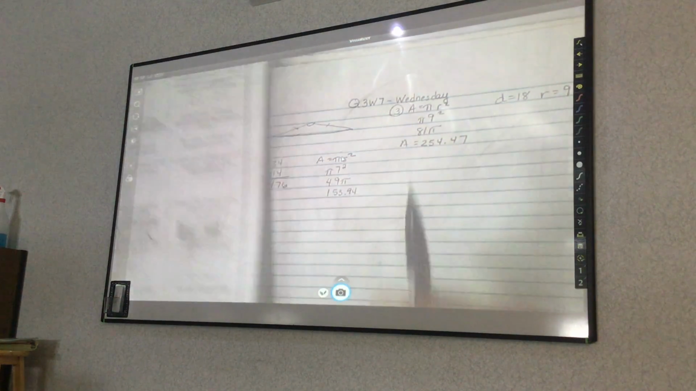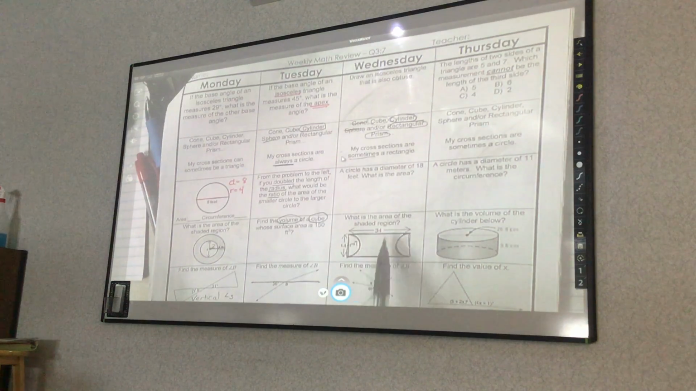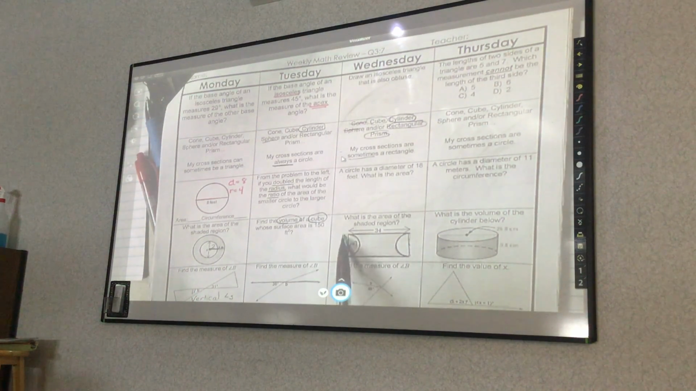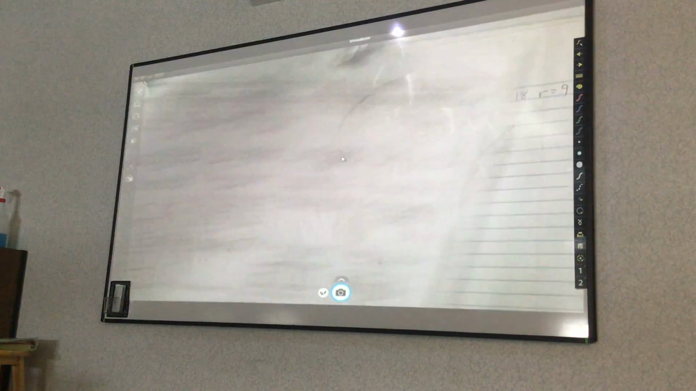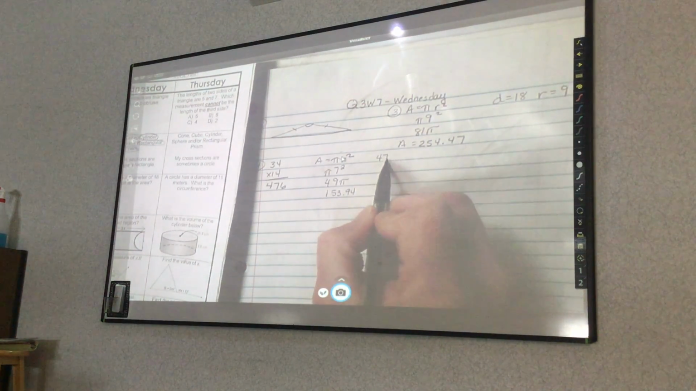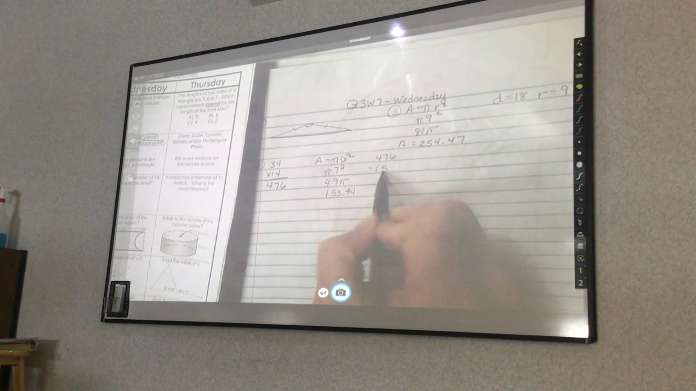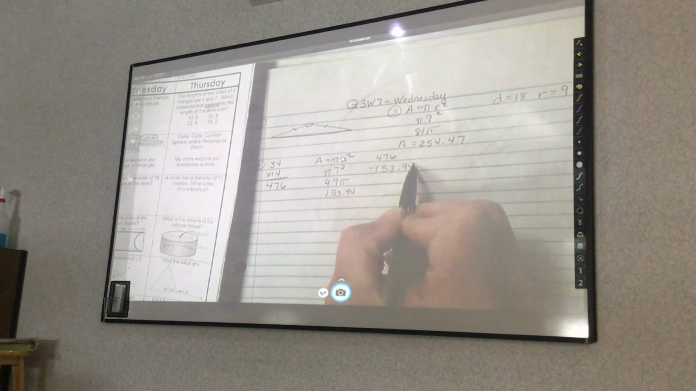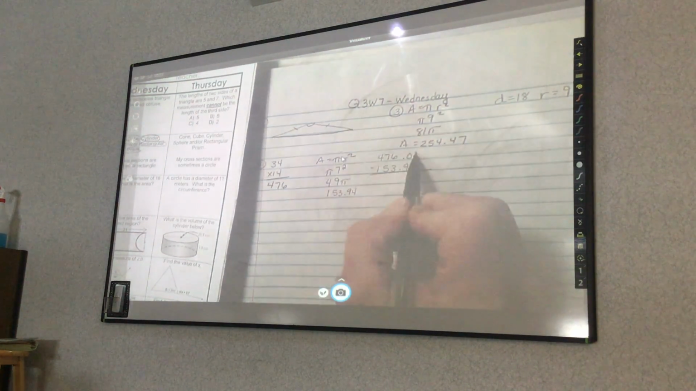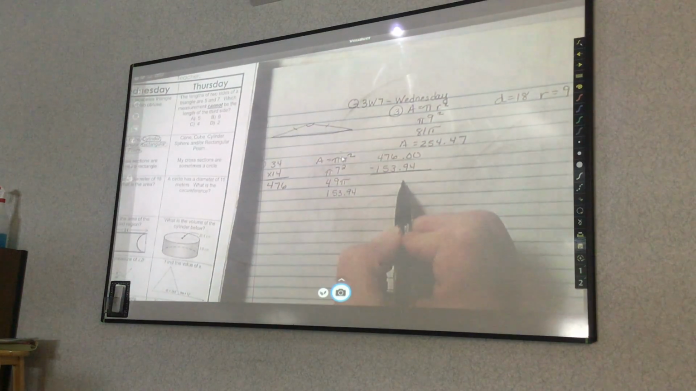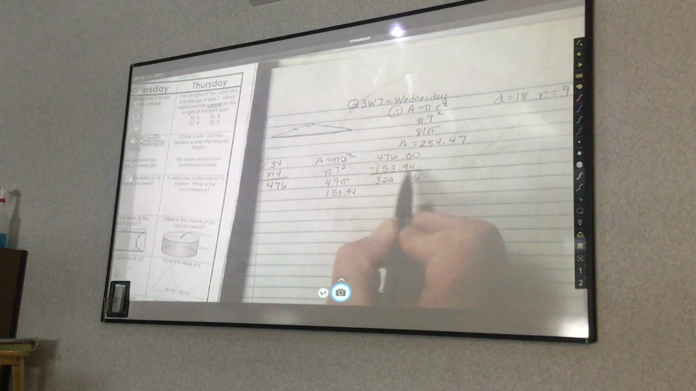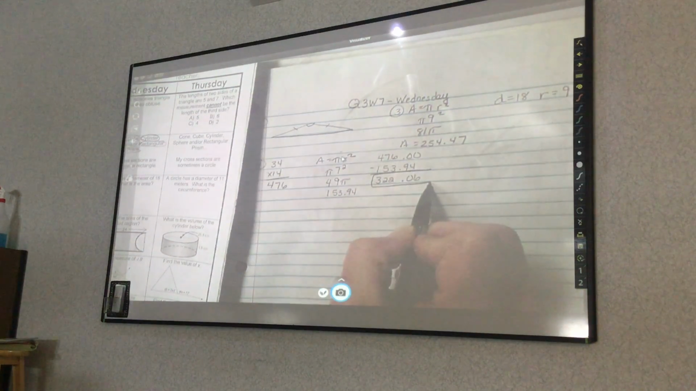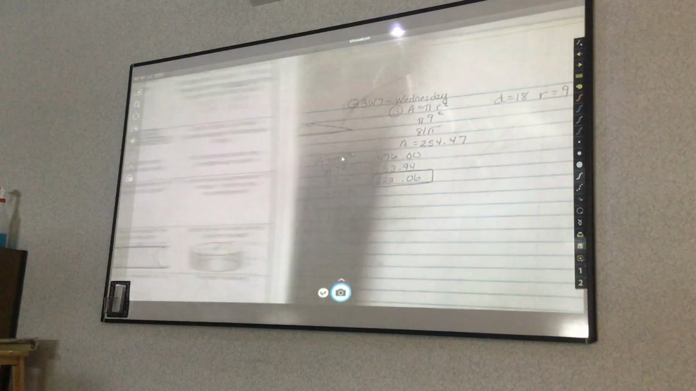153.94. So now, from the area of the rectangle, I have to take out the area of that circle. So I'm going to take 476 minus 153.94. We'll line up our decimals. And I get 322.06. And you could have used your calculator on that.